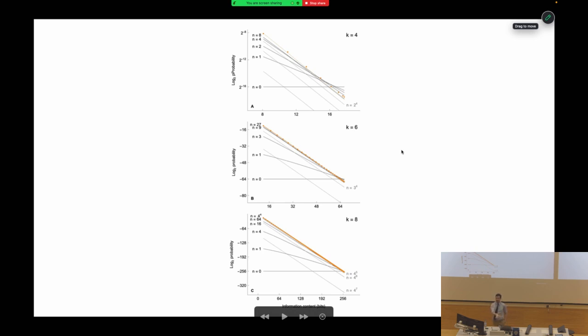This fully connected Kauffman model is in some ways simpler, right? Because everything's connected to everything. In some ways, it's more complex.